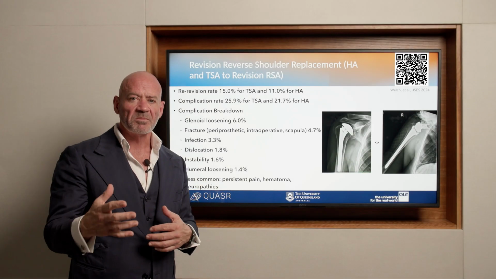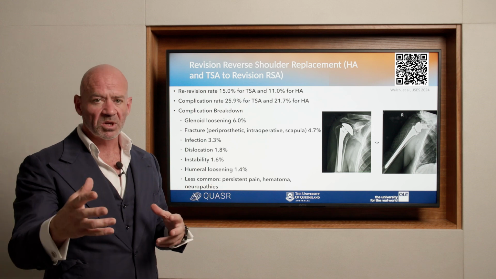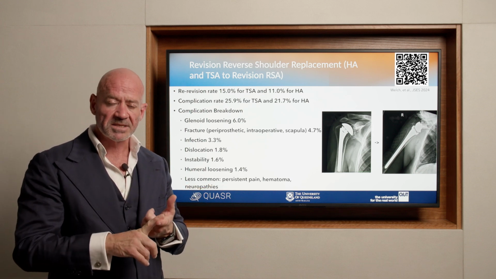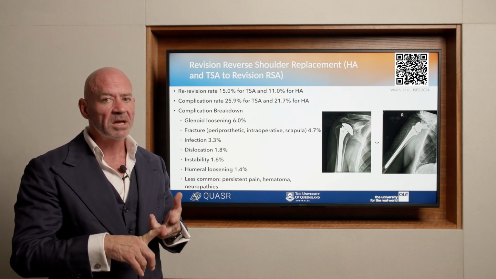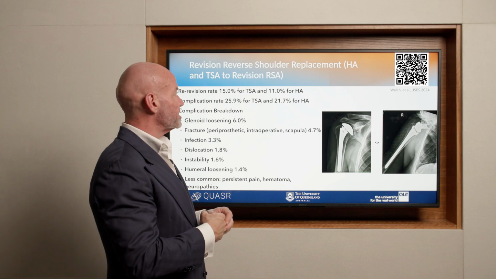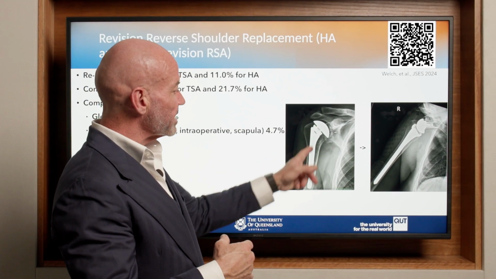I'd like to talk to you about the risks related to revising a shoulder replacement to a reverse shoulder replacement, specifically the risks of revising a total shoulder arthroplasty or a hemiarthroplasty to a reverse shoulder arthroplasty. What do I mean by a total shoulder replacement or an anatomic total shoulder replacement or a hemiarthroplasty? What I mean is something that looks like this.